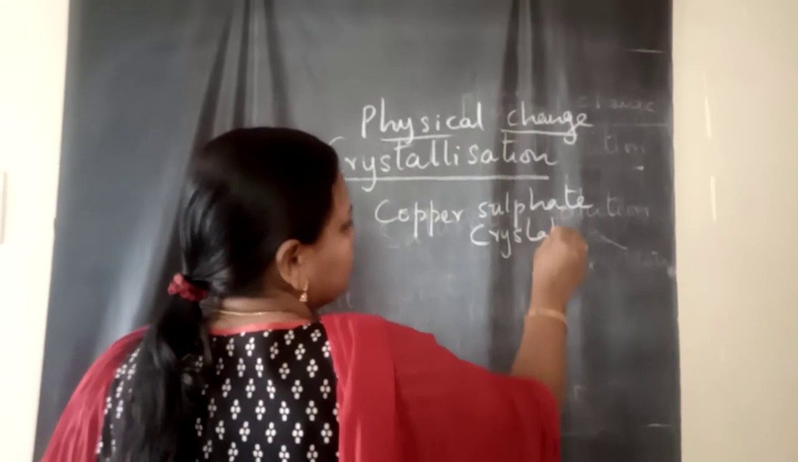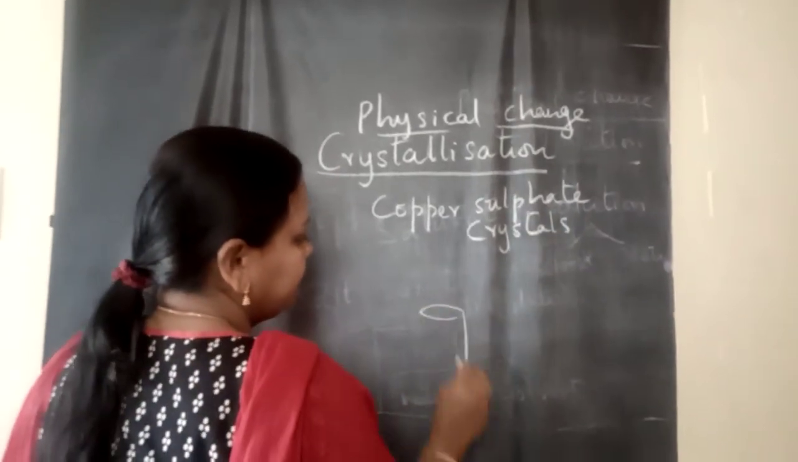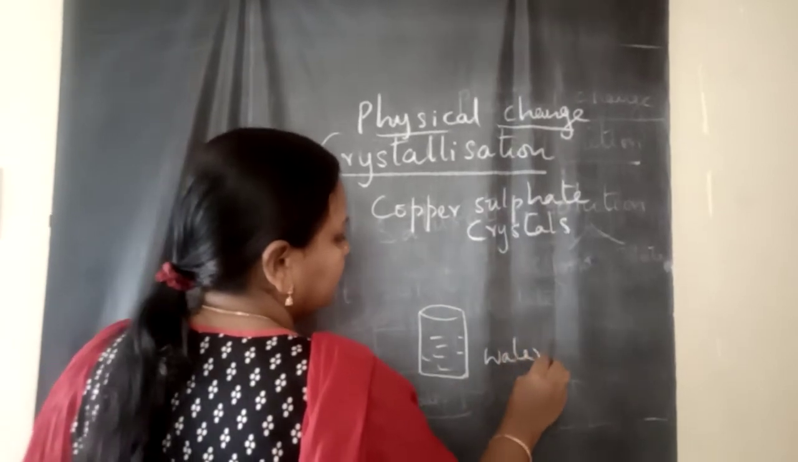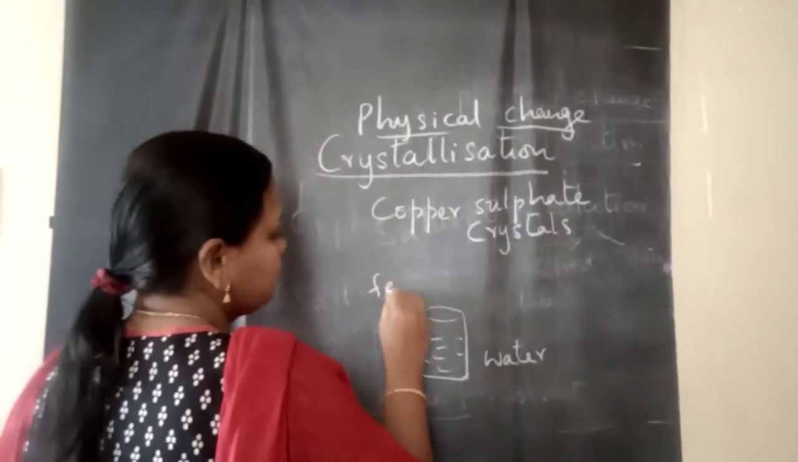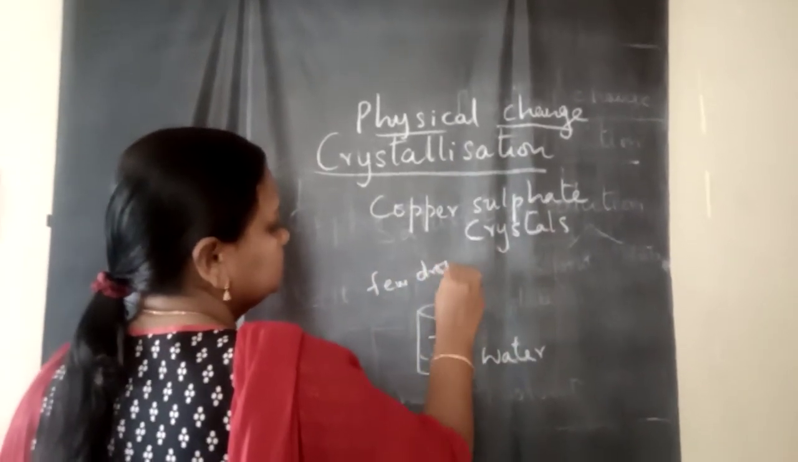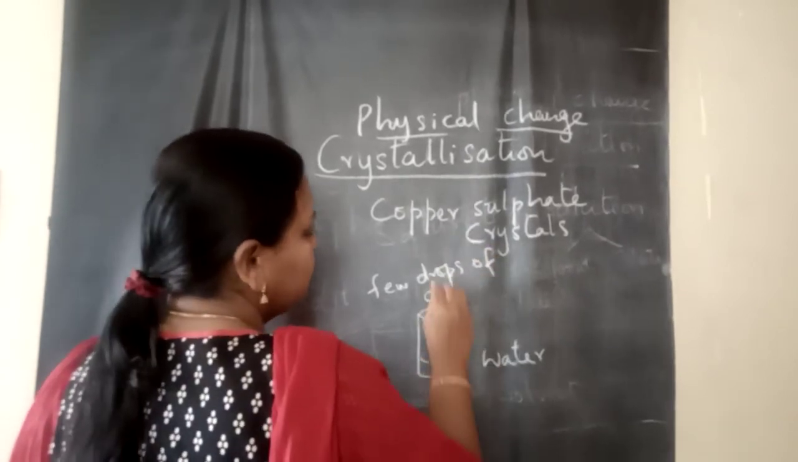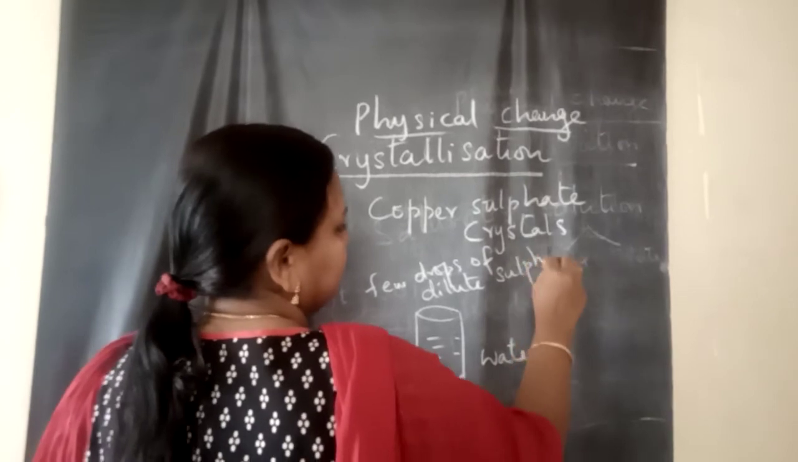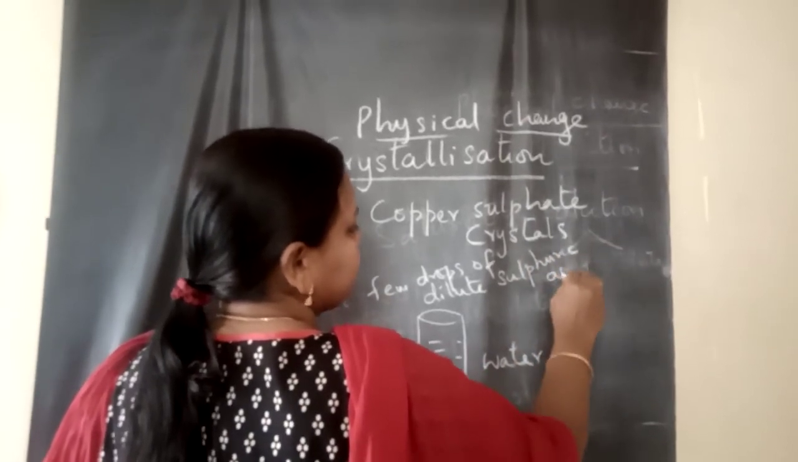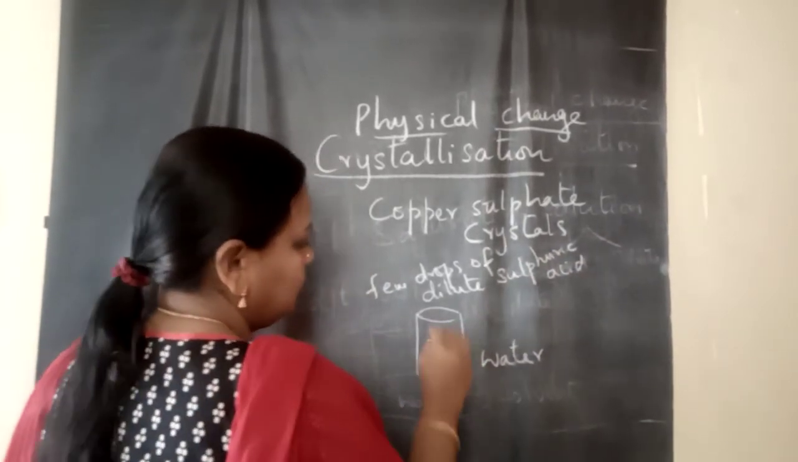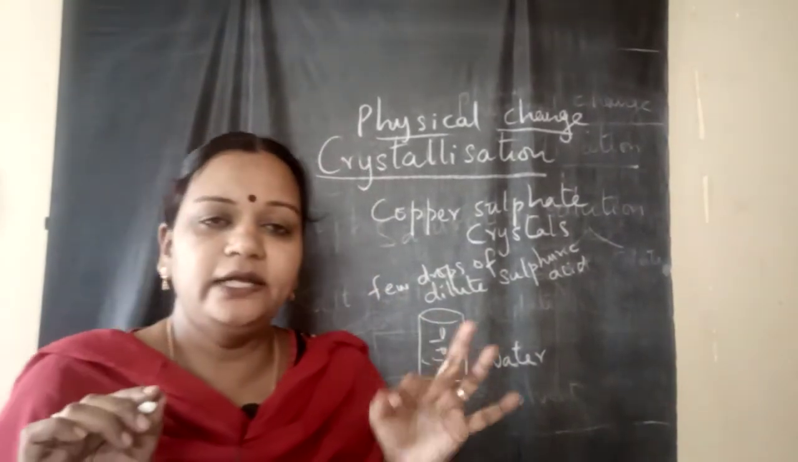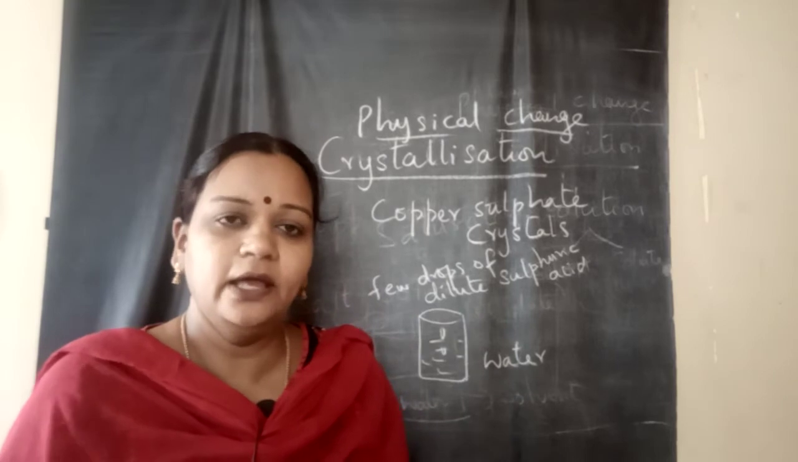Yes, so for that what do you have to take? You have to take a beaker, and first you take water. To that you add a few drops of dilute sulfuric acid, not concentrated, dilute sulfuric acid. Just drops you will add, and then you will heat it. And once you start heating, when it starts boiling, you will stop heating.